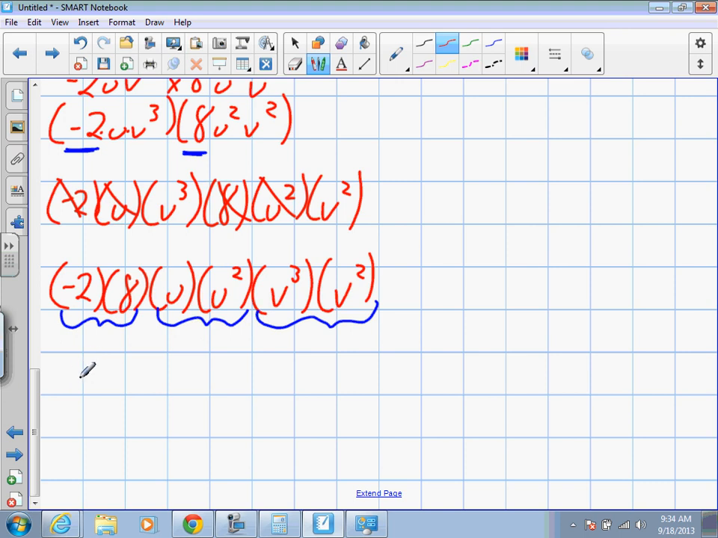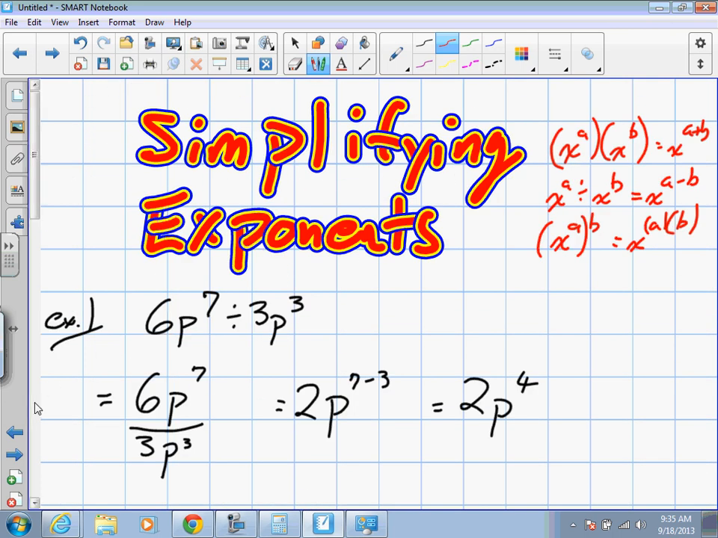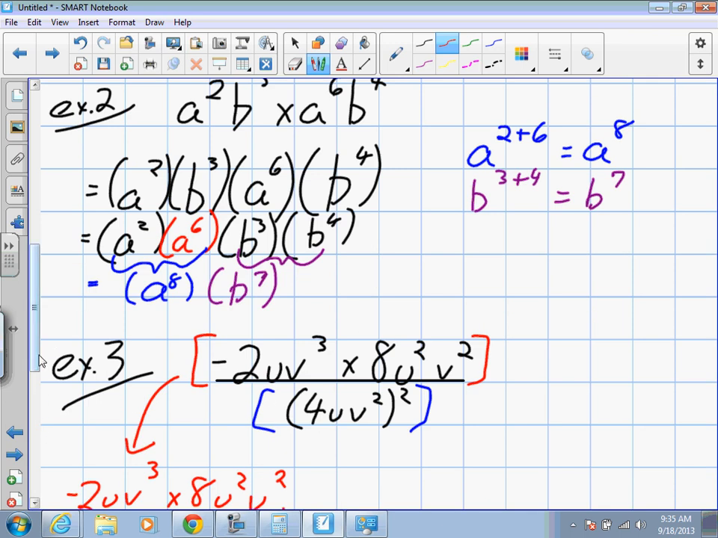What's u times u squared? What is it? U to the power of 3. Why? There's technically a 1 there. So when we add those together, it's u to the power of 3. And our v becomes v to the power of 5. We add those exponents. Great. We've just simplified the top. Let's simplify the bottom now.